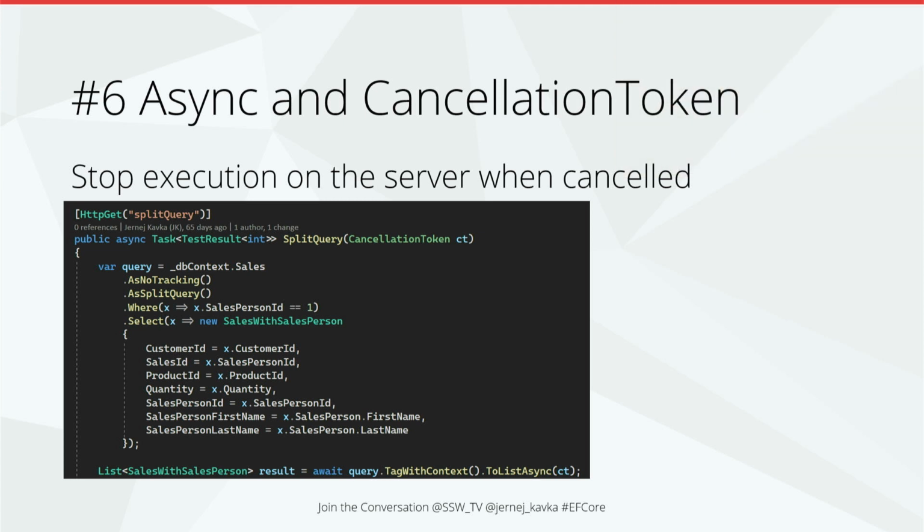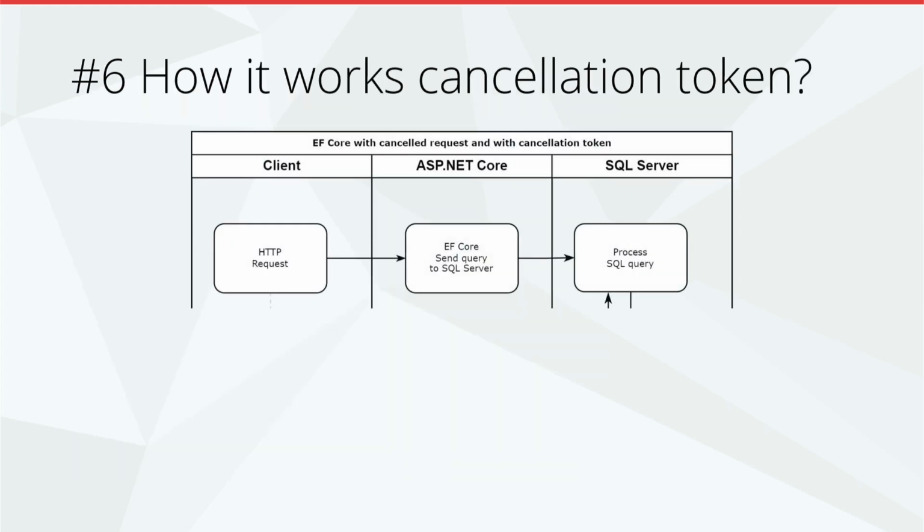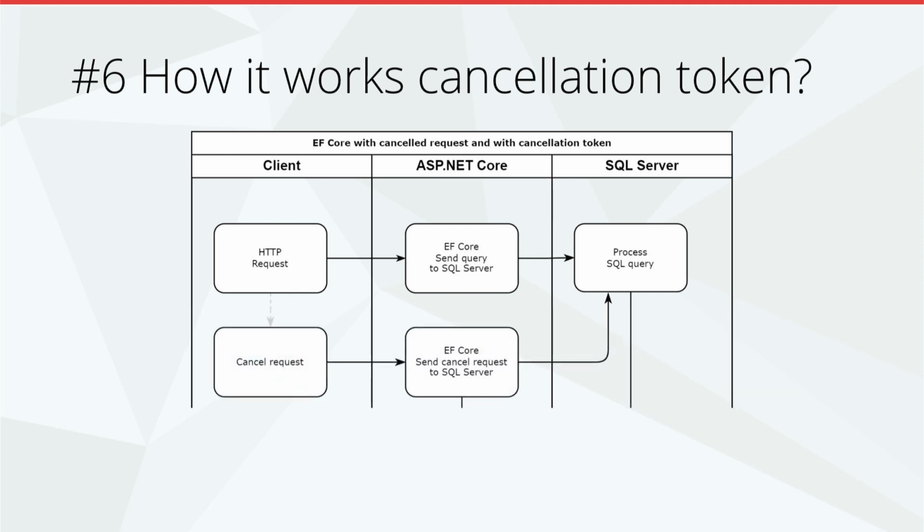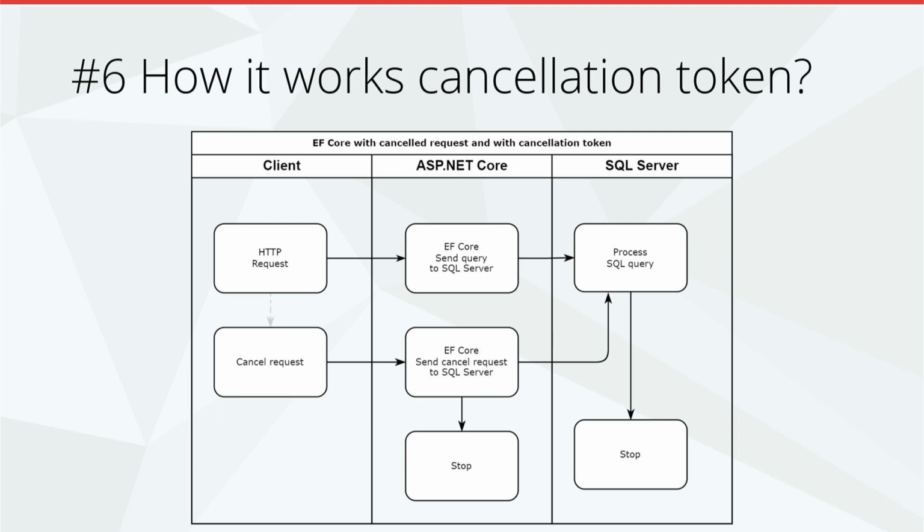But what you can do instead, so here we have a cancellation token, and we add the cancellation token underneath in the ToListAsync or FirstOrDefaultAsync. And we're getting the same request as before. Now, when we have a cancel request, that cancellation token goes all the way to SQL Server. And the processing stops, not just on the .NET side, but also on the SQL Server side.